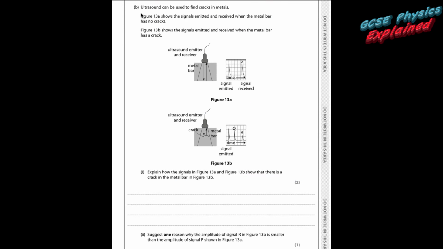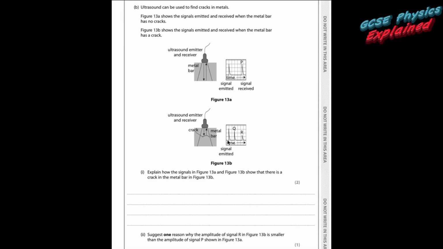Part B. Ultrasound can be used to find cracks in metals. Figure 13A shows the signals emitted and received when the metal bar has no cracks. So that's this part here. You've got one signal as the sound goes in, and you've got another signal as it hits the far side and comes back. Figure 13B shows the signals emitted and received when the metal bar has a crack.